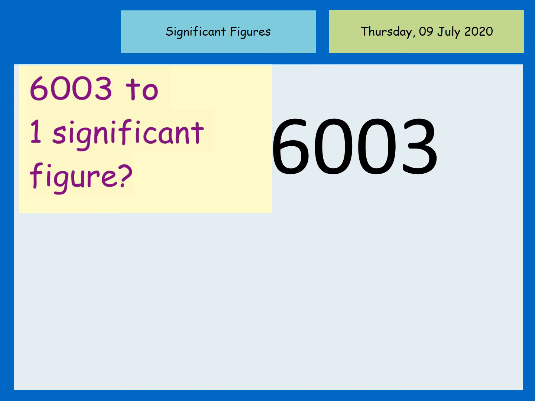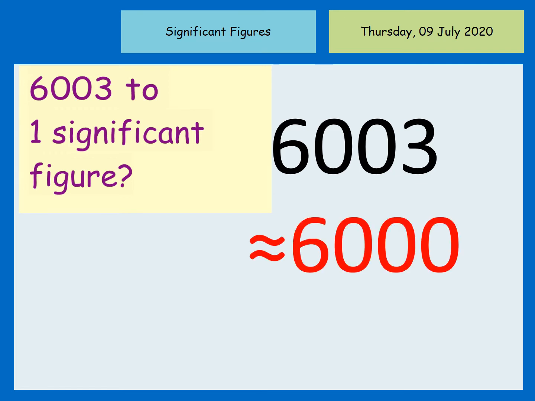Finally, one more example. We have the number 6003, and again we're going to round this to one significant figure. So we take the first significant figure, which is a 6. We look at the number next to it, which would be a 0. This means the number is going to round down again. So that means the 6 stays the same, and our answer would be 6000.